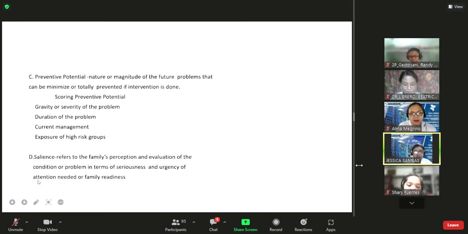Now, punta tayo sa salience. Now, the fourth criteria, salience, refers to the family's perception and evaluation of the condition or problem in terms of seriousness and urgency of attention needed or family readiness. Now, this is now the perception of the family pertaining to the existing problem. How serious, how urgent it is na maghanap tayo ng solution. Okay? At handa ba sila na gawain ito? Okay? Kaya dito, pag sinabing salience, makikita niyo yung choices doon.